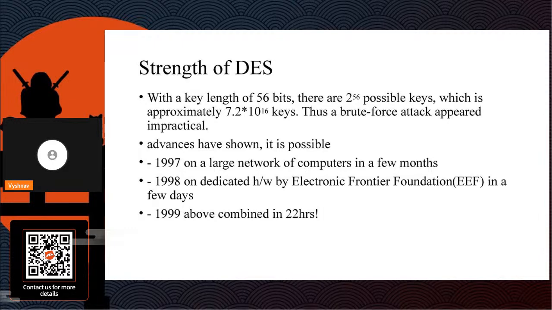In July 1998, the Electronic Frontier Foundation announced that it had broken DES encryption using a special purpose DES cracker machine that was built for less than $250,000. So the attack took less than 3 days. In 1999, combining the DES cracker and a network of computers, DES was cracked in 22 hours. So we need alternatives. Then triple DES comes into the picture.